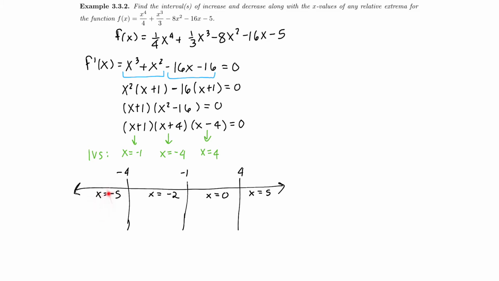So I'm plugging these test values back into this derivative. Right? So -5 plus 1 is negative. -5 plus 4 is negative. -5 minus 4 is negative. 3 negatives are going to make a negative. -2 plus 1 is negative. -2 plus 4 is positive. -2 minus 4 is negative. 2 negatives make a positive.